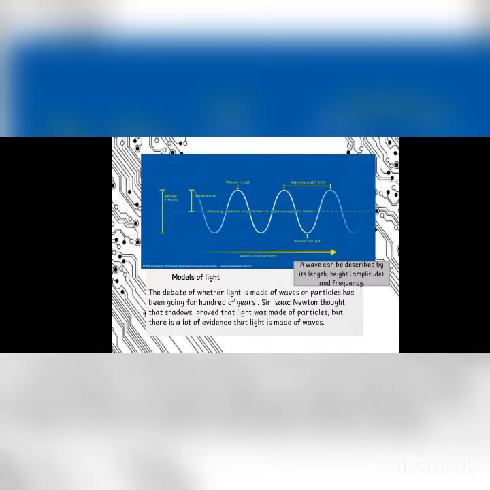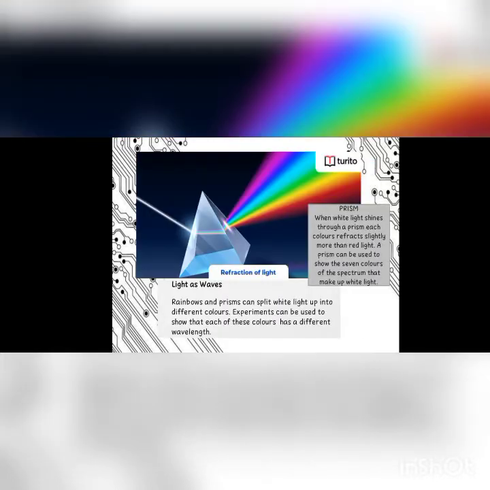So here is the graph. The graph shows that a wave can be described by its length, height or amplitude, and frequency. So, models of light. The debate of whether light is made of waves or particles has been going on for hundreds of years. Sir Isaac Newton thought that shadows prove that light was made of particles, but there is a lot of evidence that light is made of waves.